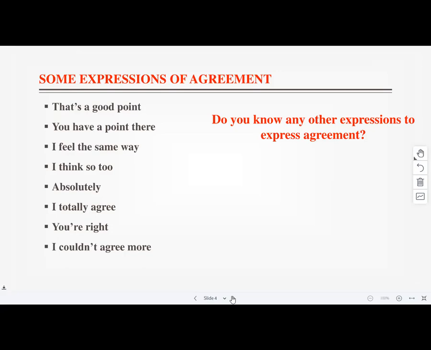If you want to agree with somebody, you should use the phrase, I mean the sentence, I couldn't agree more. If somebody talks about somebody or some idea and you agree with them, you can say, I couldn't agree more. It means that you agree, totally agree.